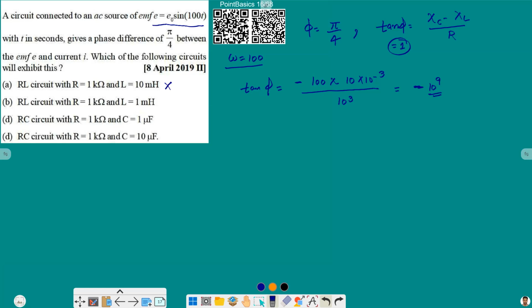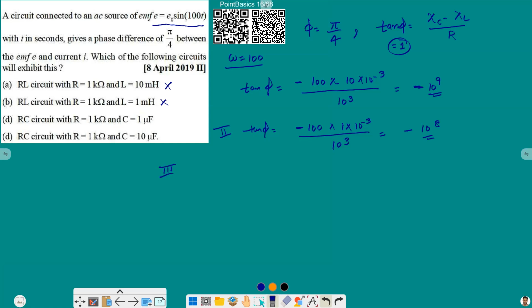Coming to the second, 1 kilo ohm and 1 millihenry. In the second case, tan φ will be minus 100 into 1 into 10 raised to power -3, again divided by 10 raised to power plus 3, and it will again come out to be a negative value, of the order of 10 raised to power -6. So again option B is rejected.